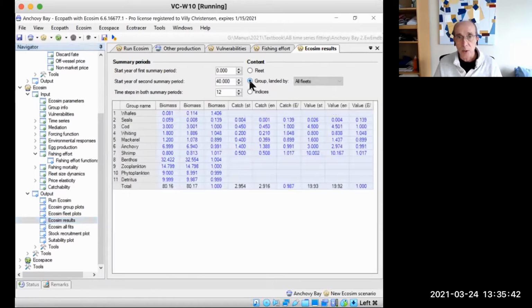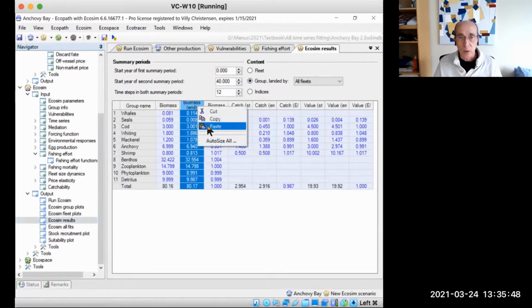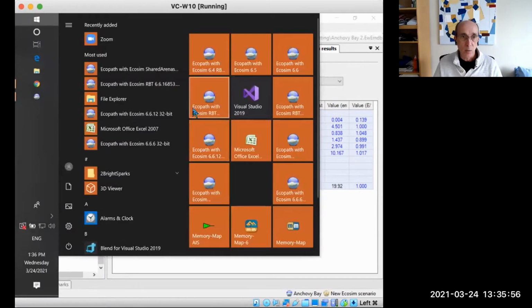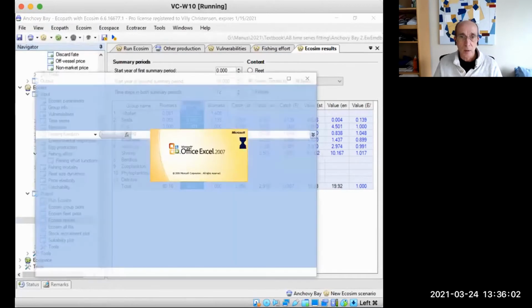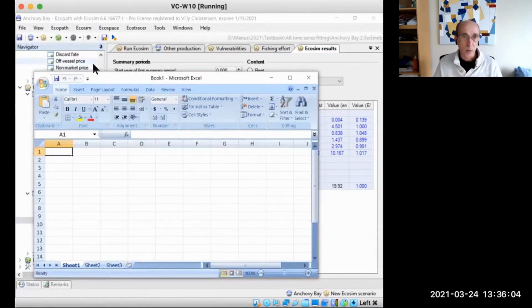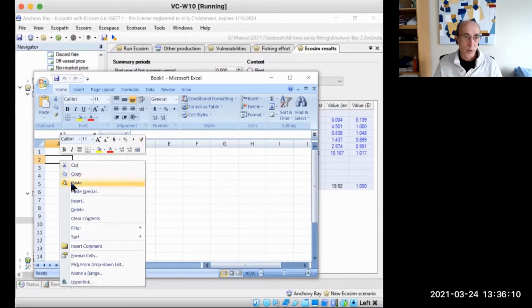Similar for by species here. We can get the biomass at the end. Control C and Control V doesn't always work, so I right click and say paste, and I can dump it somewhere. Excel would be quite fine. So we could go in here and paste it.